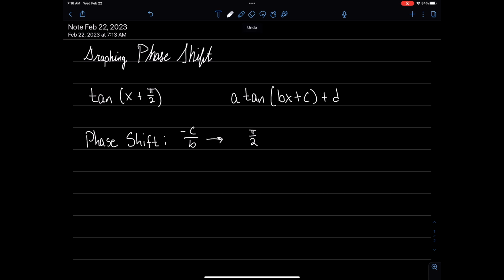So in this case, our phase shift is pretty simple. It's just pi over 2. This one's not too bad. So pi over 2 is our phase shift.